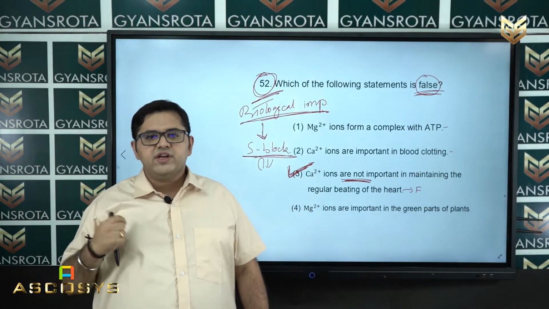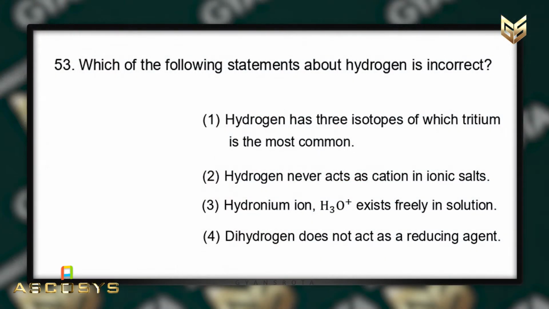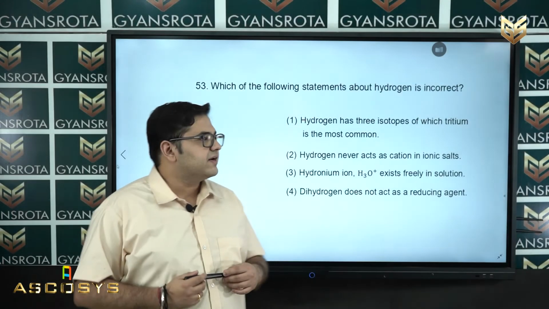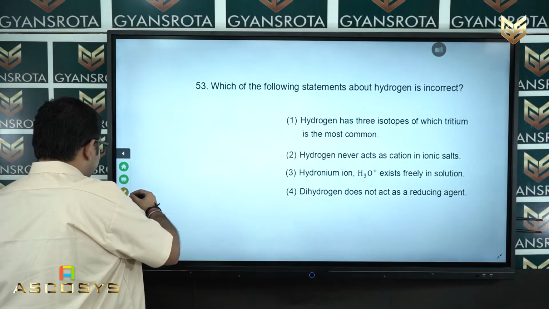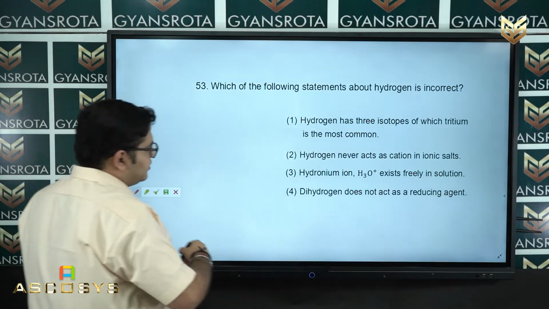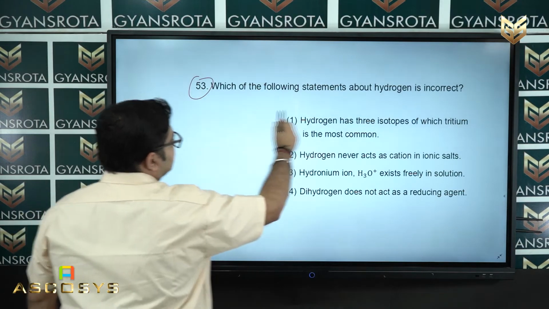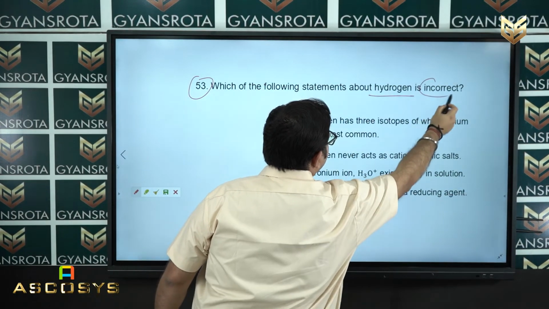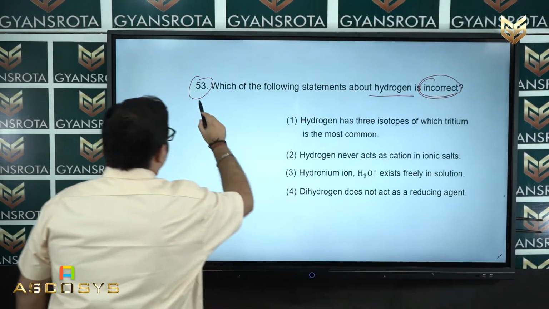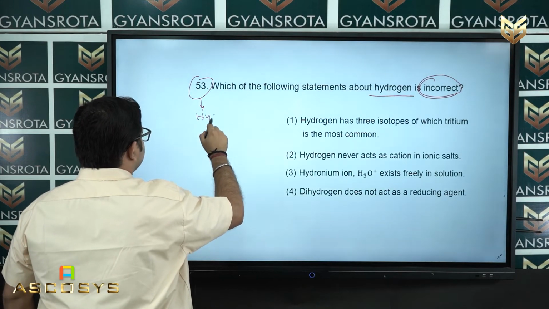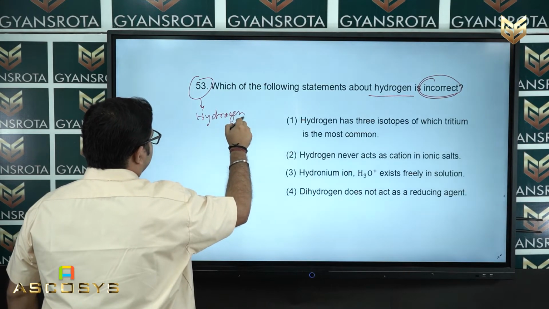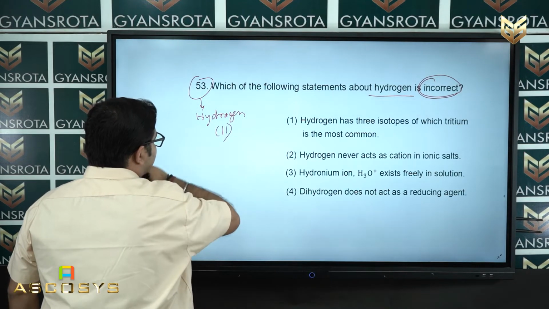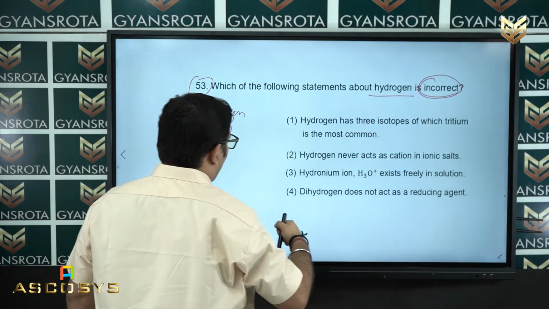Now we are moving to the next question, that is question number 53. Question number 53 is on your screen. Which of the following statements about hydrogen is incorrect? Now we are moving to the solution part. This question is basically about hydrogen and asks for the incorrect statement. So, first mark incorrect. This question is asked from the hydrogen chapter of your class 11 NCERT. Now see the options.